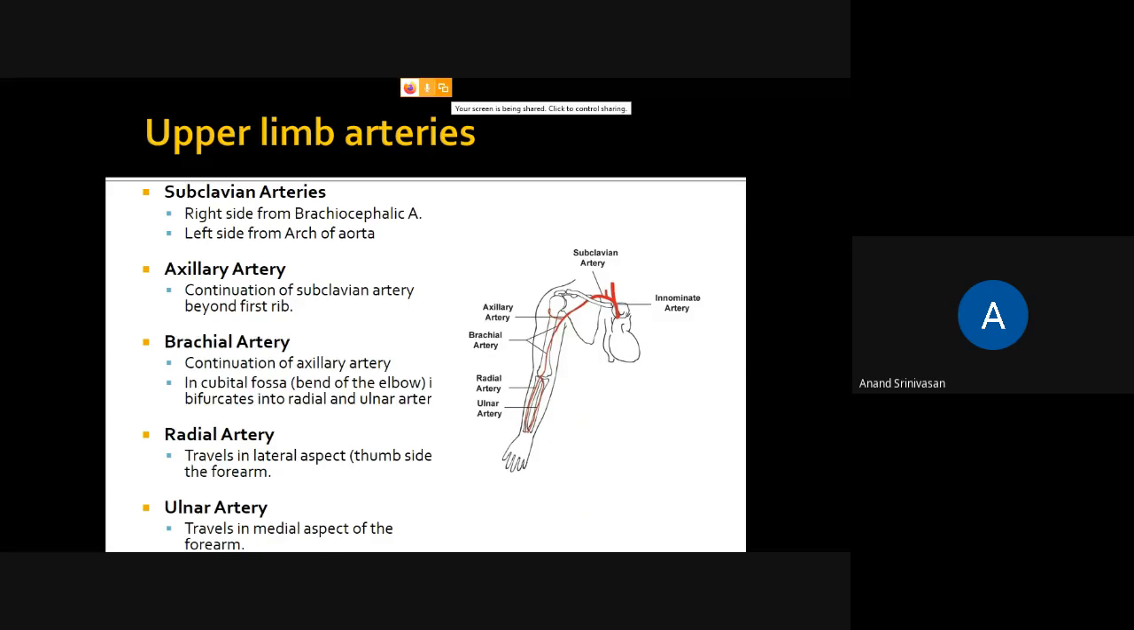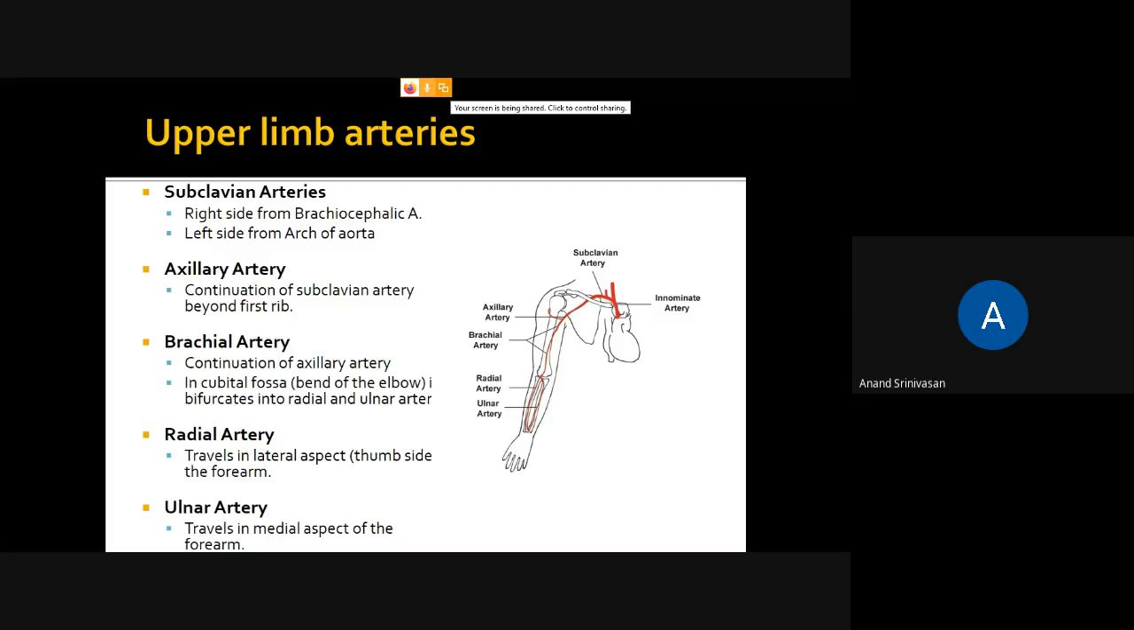Now let's see what the branches are which arise to the upper limb. The upper limb, you know, is composed of shoulder, arm, forearm, and hand. From the aorta, you already know that there is the subclavian artery. You know that the right subclavian artery arises from the brachiocephalic artery, as I showed you in the first slide. The left one arises from the arch of the aorta directly.